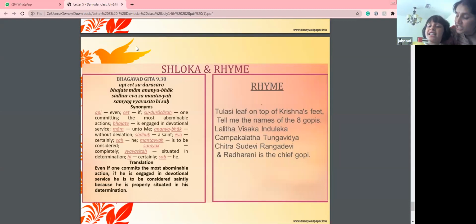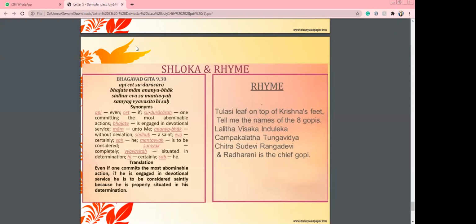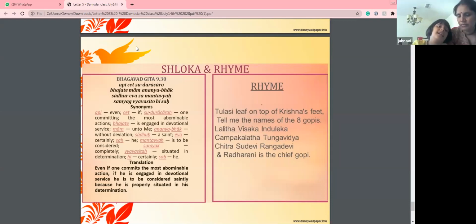The tulsi leaf on top of Krishna's feet. Tell me the names of the 8 gopis. Lalita, Vishaka, Indulekha, Champakalata, Tungavidya, Chitra, Sudevi, Rangadevi, and Radharani is the chief gopi.